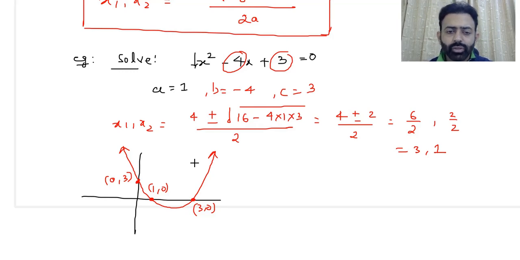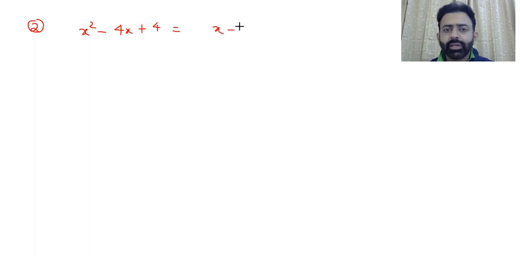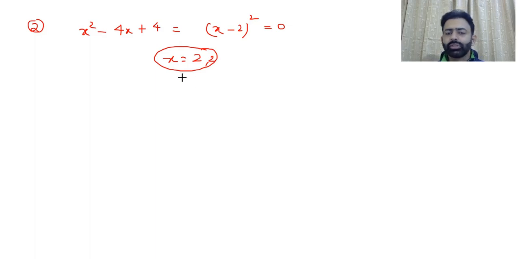Okay, so here the roots are real and distinct. Second example of equal roots can be, let us say example number 2, x square minus 4x plus 4. Rearranging these, you can have x minus 2 whole square equal to 0. So here you will get x as just 2, or 2 comma 2. So roots are equal. For equal roots, it will touch the x-axis at point 2. Right, so this is called the factorization method.